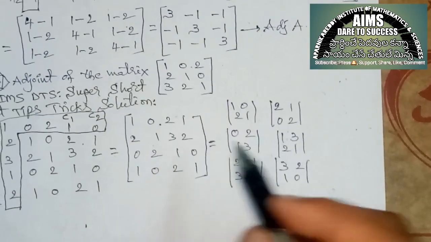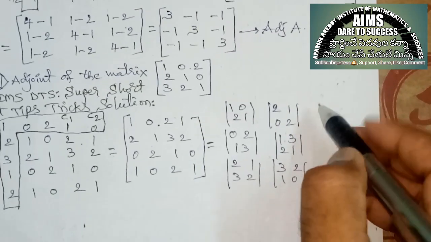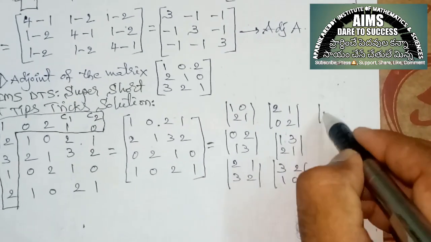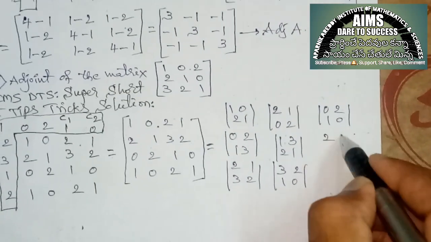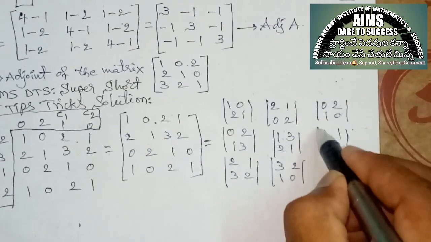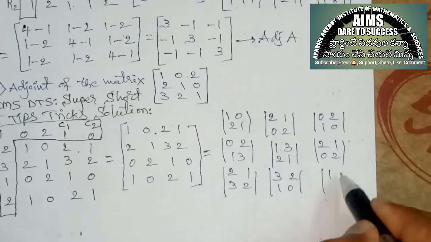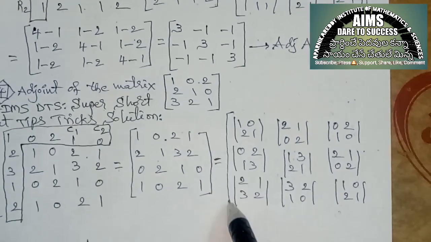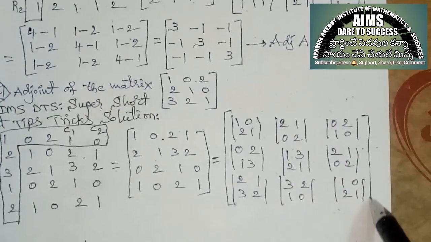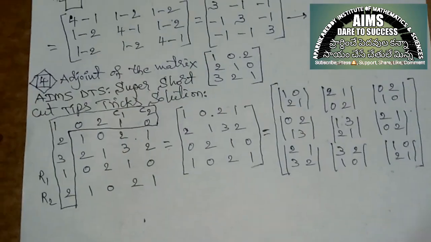Row 2 and row 3 assume and write it in the third column: 0 2 1 0. Next 2 1 0 2. Last one 1 0 2 1. And totally it is in the big matrix.